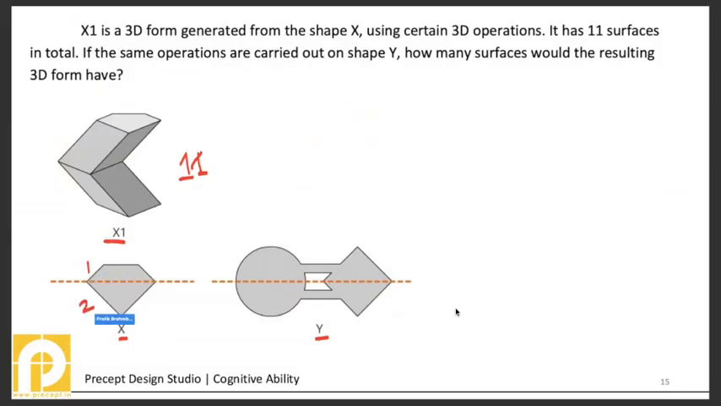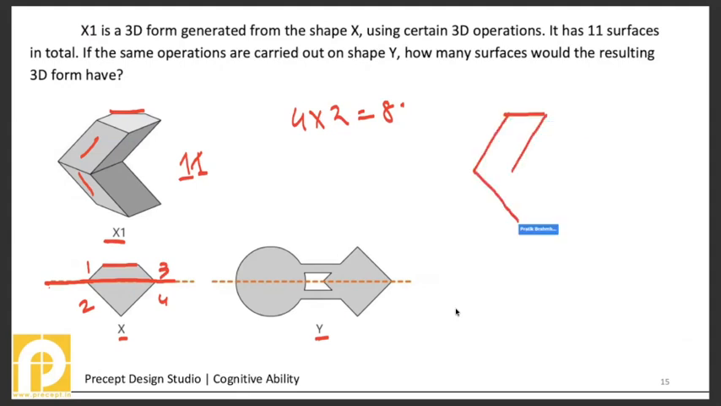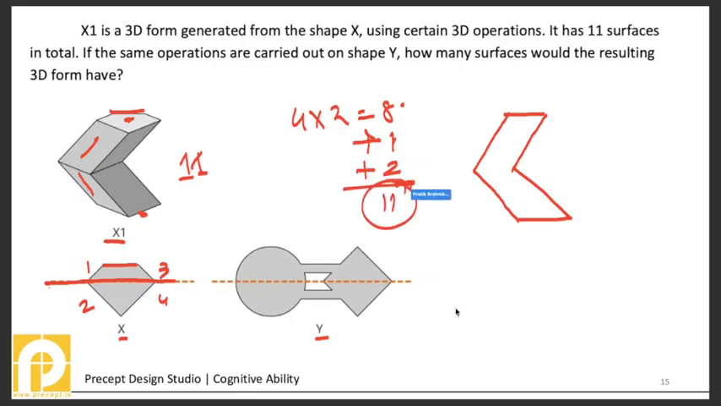So 1, 2, 3 and 4 edges will become 4 into 2, 8 surfaces, because these two operations are performed. But the edge that is parallel to the extrusion plane will not give you two surfaces, but will give you one surface only. It will look something like that. So plus one surface, and then one top and one bottom surface, plus two surfaces, that comes to a total of 11 surfaces.